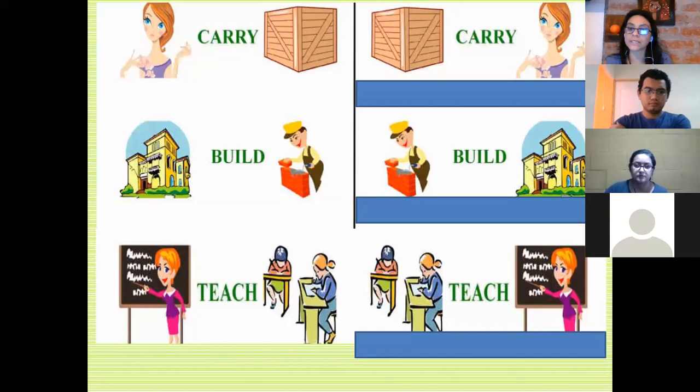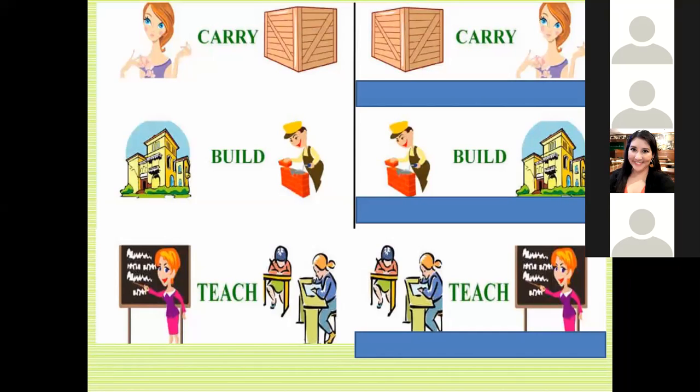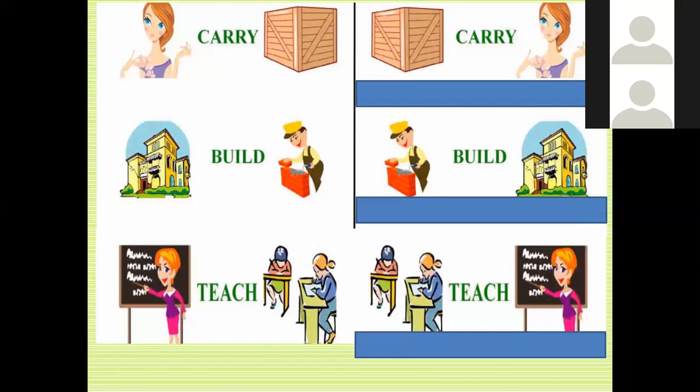Me? Yes, go ahead. Antonio built my house. Okay. My house was built by Antonio. Okay, my house was built. The past participle, Maria, is built. Very good. Thank you. All right.